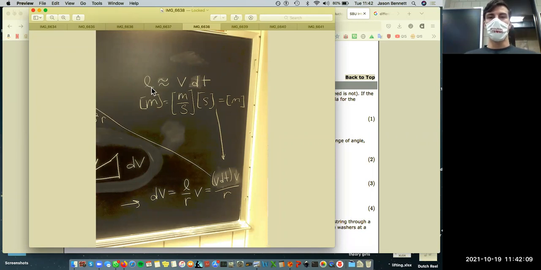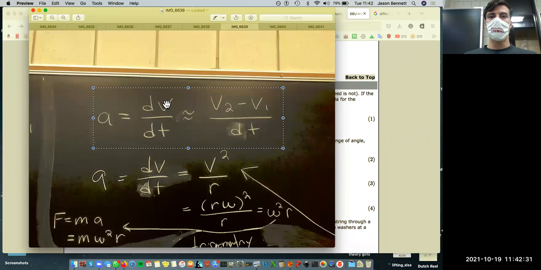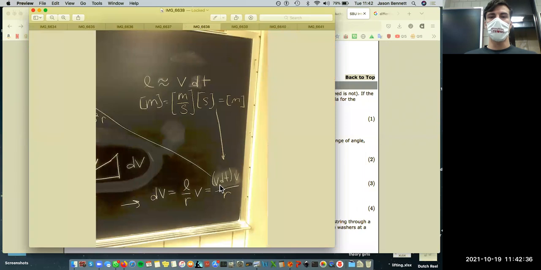And just a sanity check. This is a length, this is a length over a time, and this is a time. So those two things cancel, and it's a length. And so I'm going to plug in this equation for my L now. So I have V dt, V over R. And then I plug into what I know is the acceleration, dv over dt, which now if I look over here, I have dv and I have dt. So if I bring this down into the denominator of the other side, I have v squared over r.